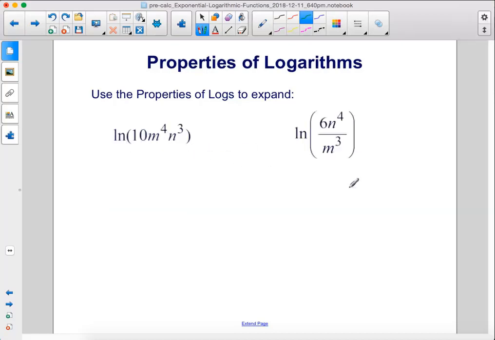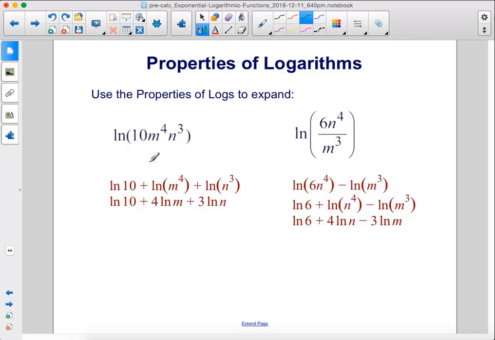Use the properties of logs to expand. Here we have 10 times m to the fourth times n cubed. So we can separate this into 3 different terms all added together. Then we can move these exponents out front. So we have the natural log of 10 plus 4 times the natural log of m plus 3 times the natural log of n. Here we have a division, so we can break that into a subtraction.